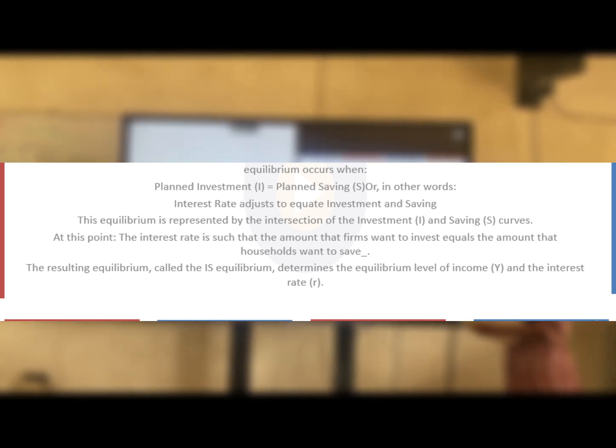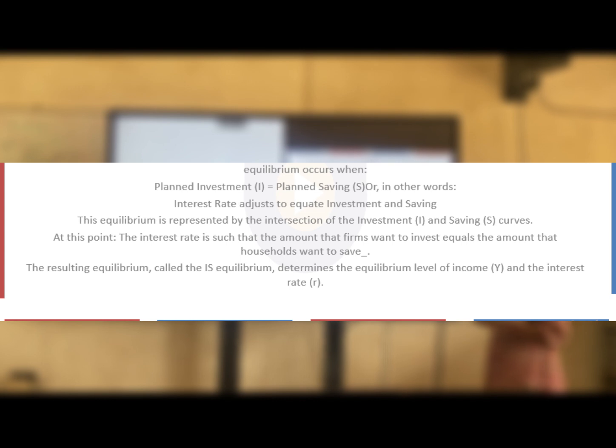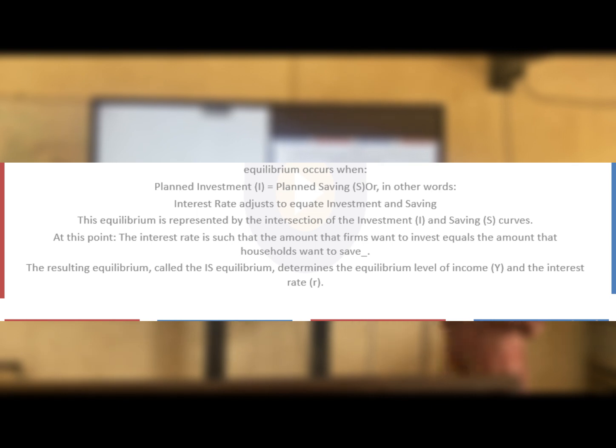to save. So equilibrium occurs in the IS model when our planned investment equals our planned savings, which is when the amount that firms want to invest equals the amount that households want to save. So the resultant equilibrium, called the IS equilibrium, determines the equilibrium level of income and the interest rate. So now moving to the LM curve.